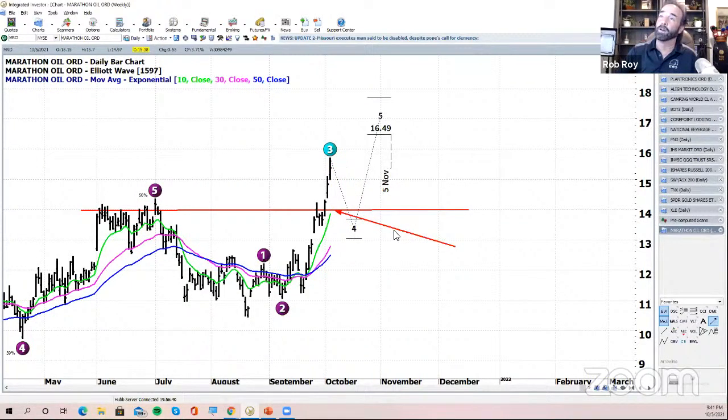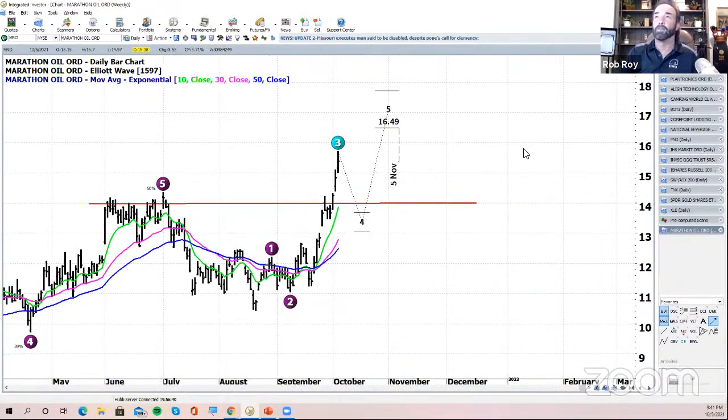It doesn't have to, though. Remember what I said, that we can consolidate sideways here and allow the 10-day moving average to catch up, but I really can't go long here right now today. Just can't do it. There's too much separation between where it's trading and the 10-day moving average. Things can stay overbought or oversold, but not for very long periods of time. They just don't. They correct themselves. I think there will be a better entry on Marathon Oil than we have right now. So we're going to have to pass on that one.